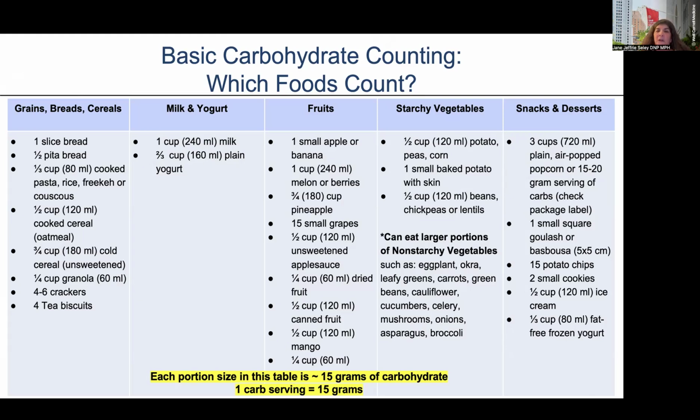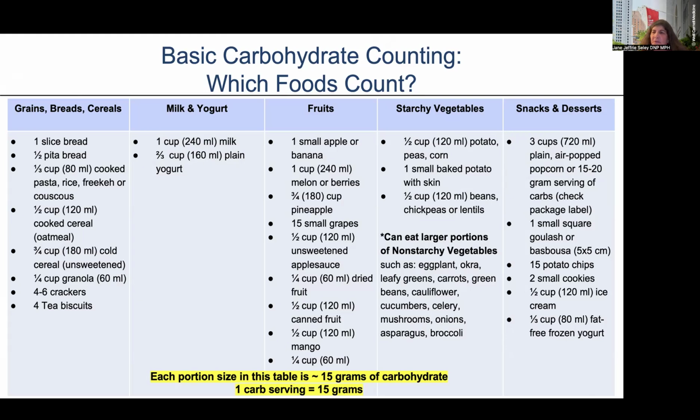I've shown you a whole bunch of fruits here because they're all very different. So a small apple is usually 15 grams. Bananas are often very long, so half a banana might be 15 grams. Melon and berries, you get to have a whole cup or 240 milliliters. Pineapples and grapes are really sweet, so the portion sizes are smaller, and so on.